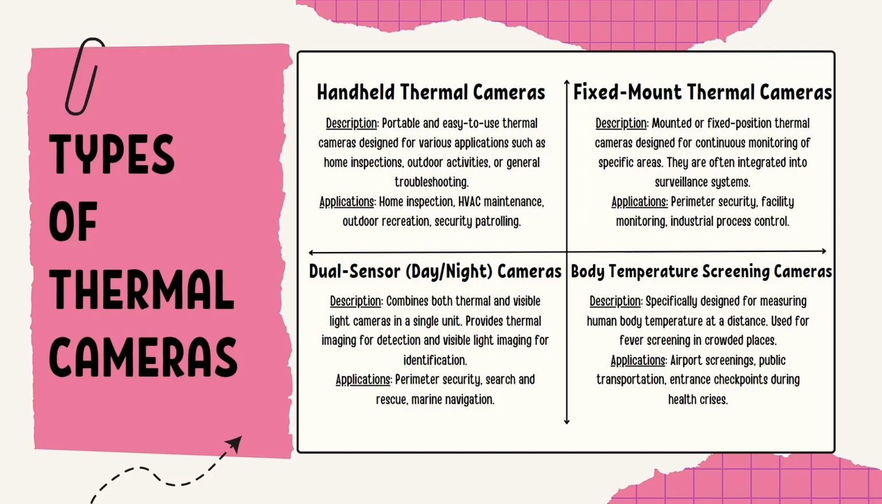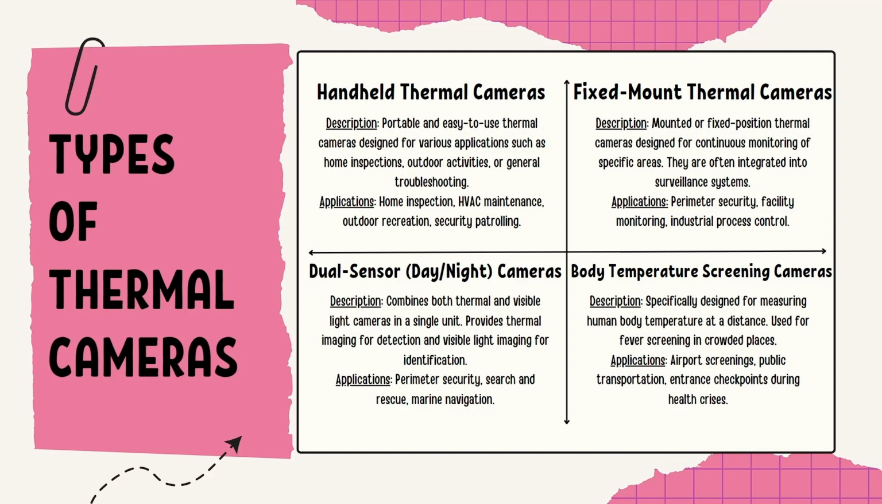So there are various types of thermal cameras. The four most used and broadly classified types are handheld thermal cameras, fixed mount thermal cameras, dual sensor cameras, and body temperature screening cameras. So, handheld thermal cameras, as the name would suggest, are portable and easy to use thermal cameras designed for various applications which are not of an industrial scale but of a day-to-day household scale, like home inspections, outdoor activities, or in general troubleshooting.